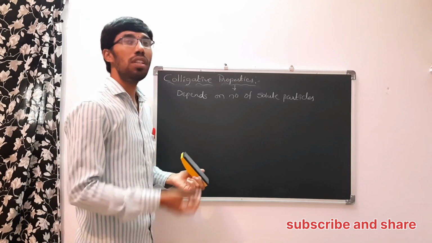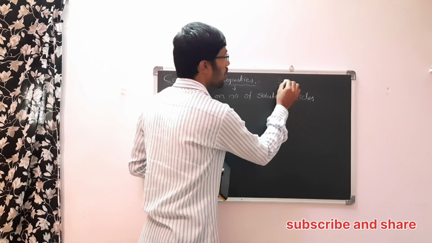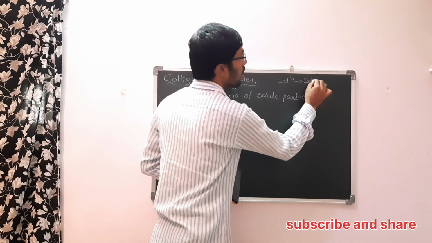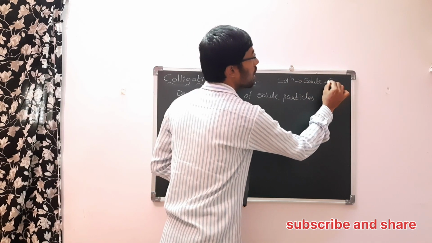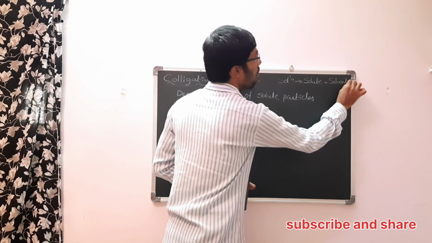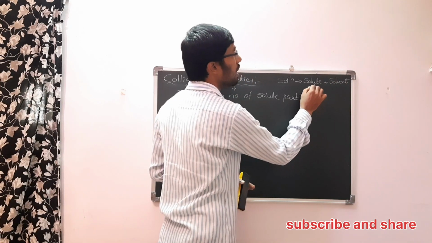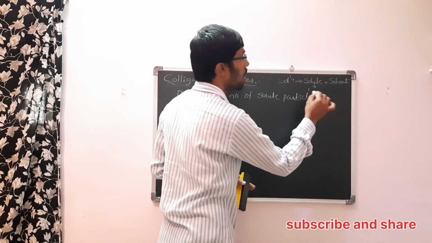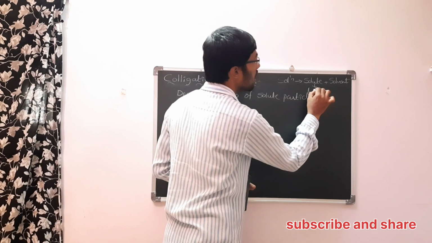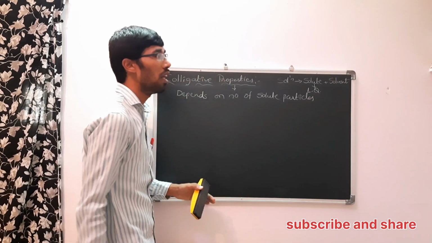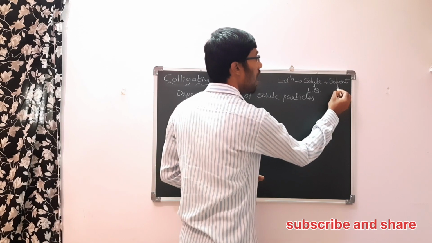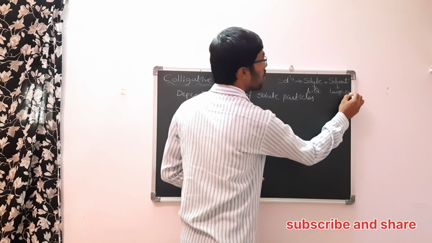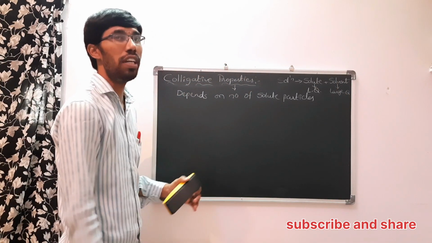When you observe a solution, it has two components. One is the solute, the second one is the solvent. Solute means it is in a small portion, or in less quantity in the solution. Solvent means the large quantity, the large portion of the solution.